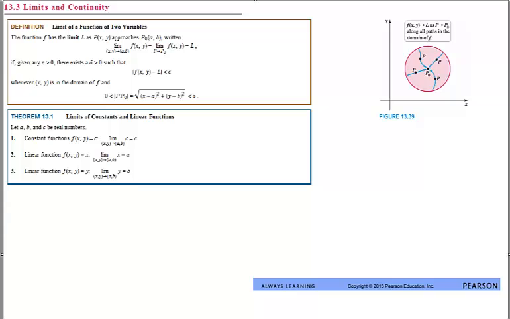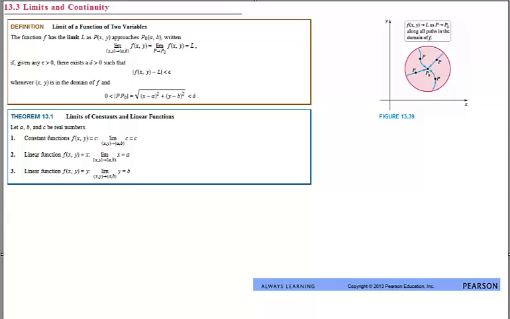Welcome Calculus 3 students. We're going to look at limits today. What we've been doing in 3 space has been basically algebra. Now we're going to extend our definition to limits and continuity and then derivatives and so forth after that.